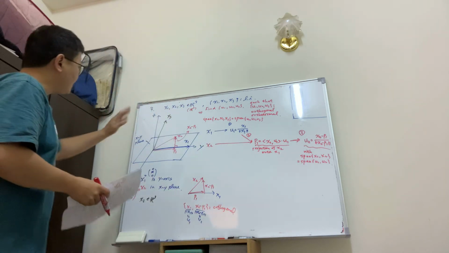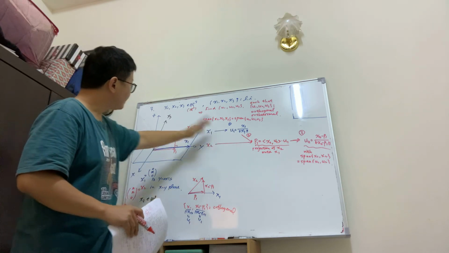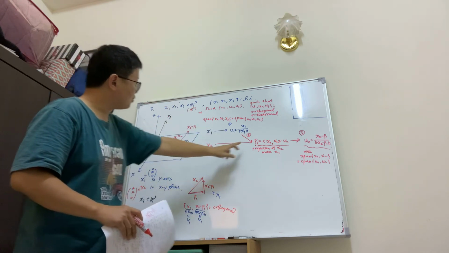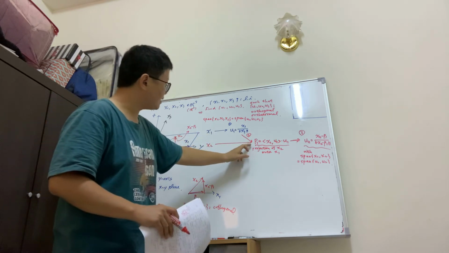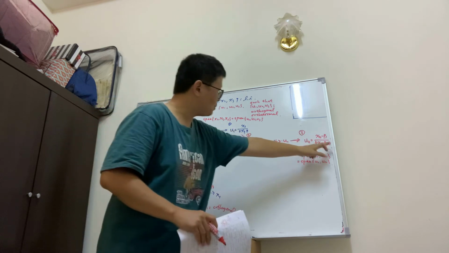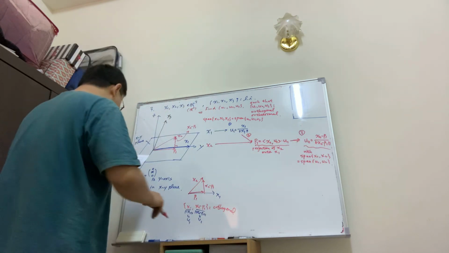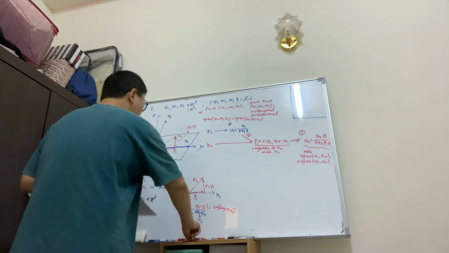Okay, so in R3 space, first step, for the vector S1, we should divide by its length. Second step, for the vector S2, we should consider the vector projection of S2 onto S1. And S2 subtract P1, divided by its length, is our U2. And the next.